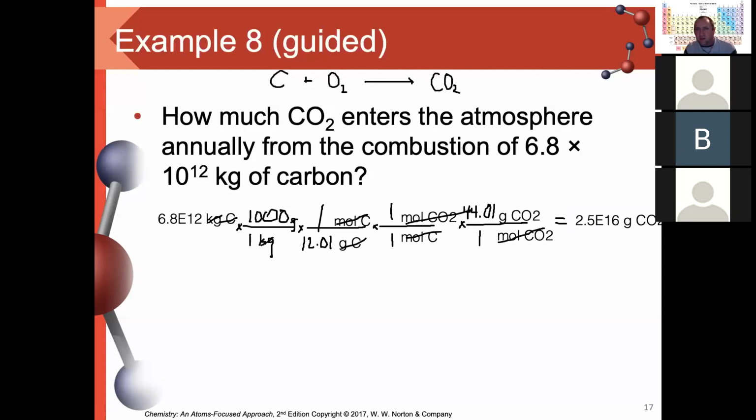That is our mass of carbon dioxide. Now, if we wanted to turn this into kilograms, we could divide by 1,000. It would be 2.5 times 10 to the 13th kilograms. But that's all depending upon what they ask us for. They just ask us for an amount here. Grams is an amount, unless otherwise specified. All right, any questions about this one?